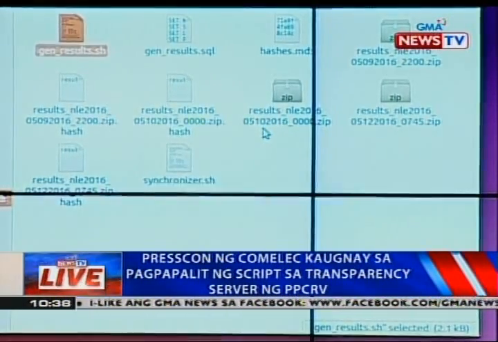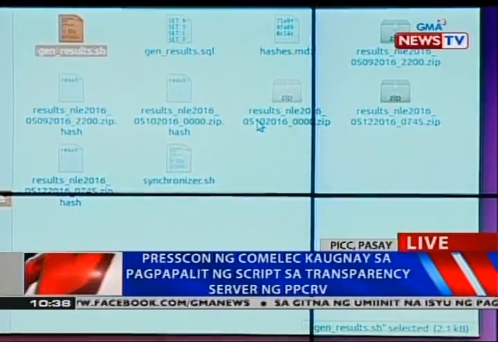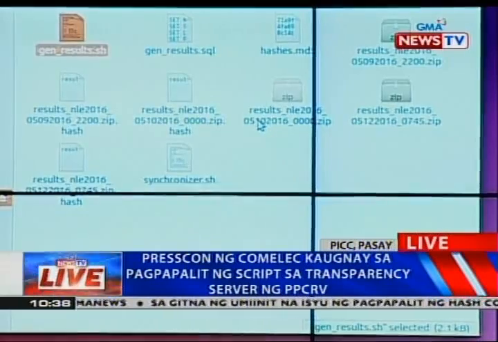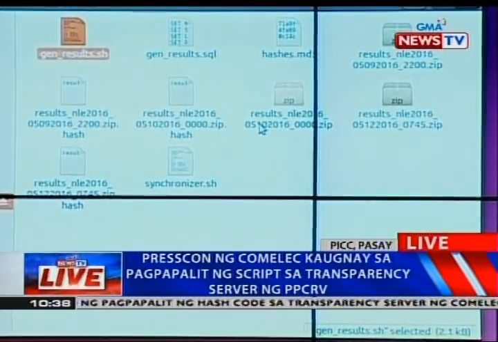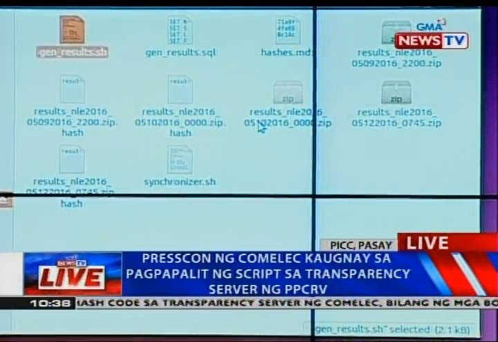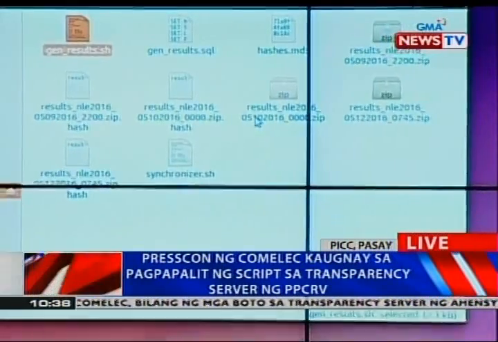Hash codes are something very commonly used in the IT industry in order to validate the integrity of a file or any object. So it's not only when we talk about hash codes that we're talking about the source code or the applications of the election, okay? Hash codes are used for everything, okay?